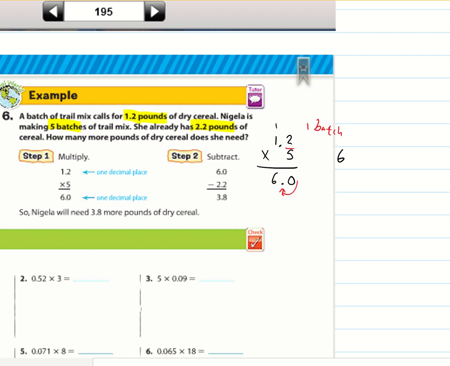So we need 6 pounds, and we already have 2 2/10. Since we already have that, we're going to deduct that from our answer. And this is a review from previous adding and subtracting decimals. We're going to line up our decimal places, line up our place values, and subtract in order to solve this. So 8 and then 3. So we still need 3 8/10 pounds of dry cereal.